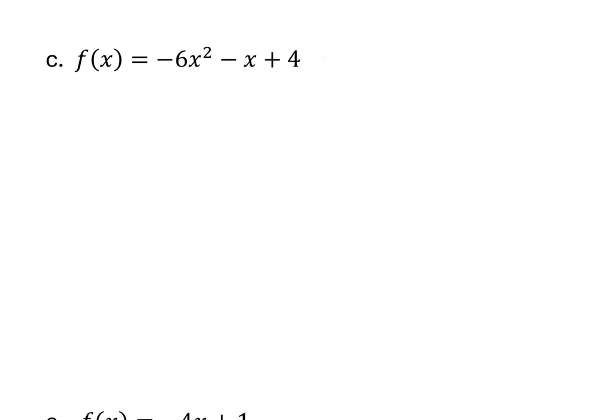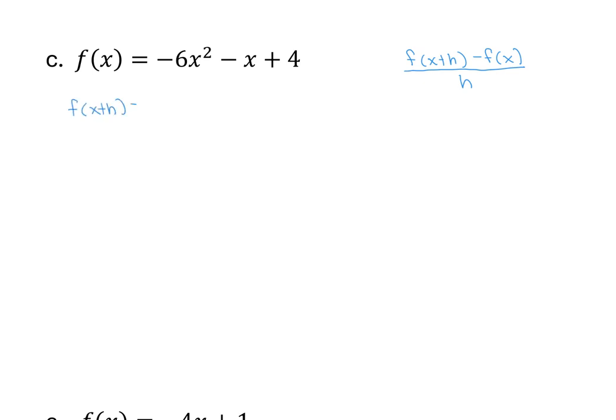All right, let's come to f of x equals negative 6x squared minus x plus 4. We have our difference quotient again: f of x plus h minus f of x. I know that you're probably wondering, why am I writing this out over and over again? Well, for me, this is the easiest way to memorize a formula. Okay, so let's find f of x plus h.